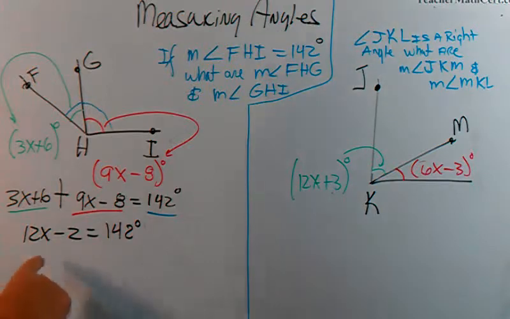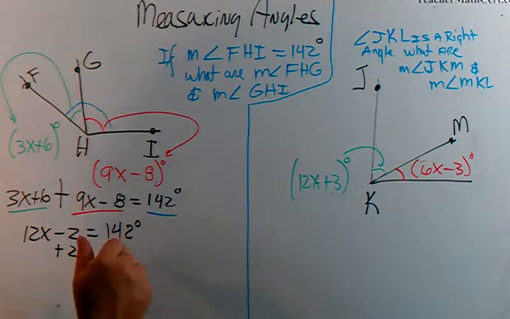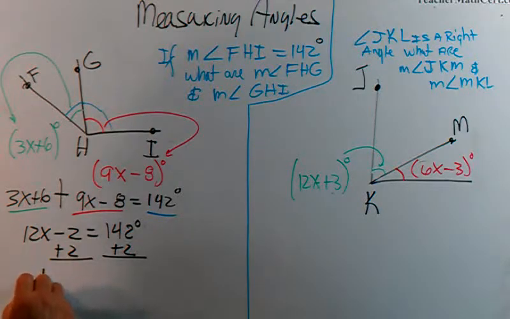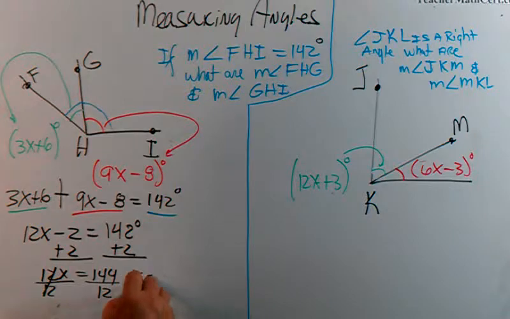This side is simplified now, and this side is now equal to 142. Continuing to solve for x, what's the relationship between x and this negative 2? Well, it's being subtracted. How do we get rid of that? Well, we add 2 to both sides, right? Whatever we do to the left side, we have to do to the right. So we're going to add plus 2 here. And we're left with 12x is equal to 144. What's the relationship between 12 and the x? They're being multiplied. What's the opposite of multiplication? Division. How do we get rid of that 12? We divide. Whatever we do to the left side, we have to do to the right. We've got x is equal to 144 divided by 12, which is 12.